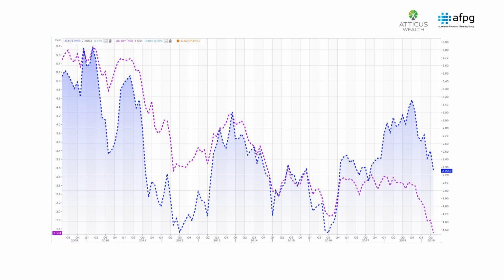What this chart also shows is that forecasting moves in the Australian dollar is not easy, because investors are required to predict not only the direction of Australian interest rates, but also the direction of US rates.